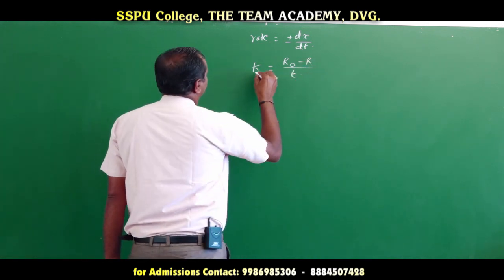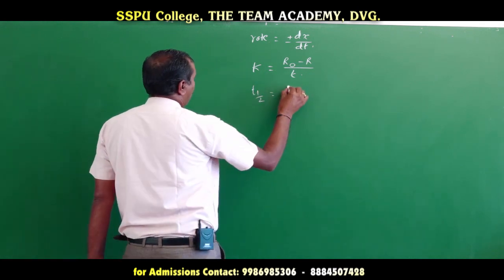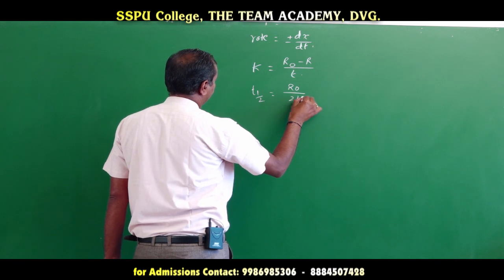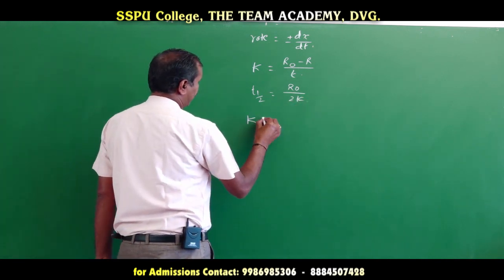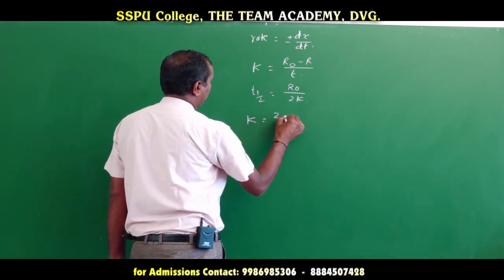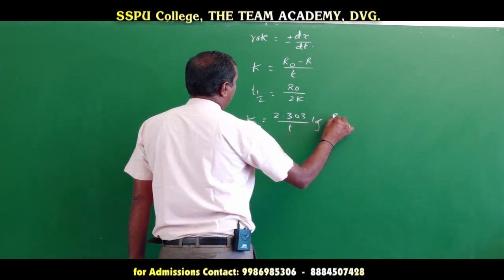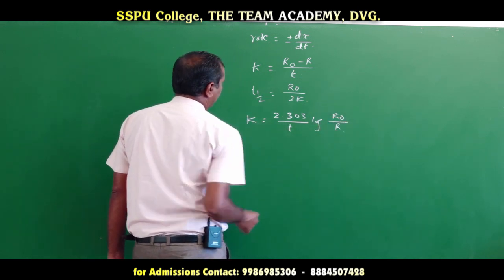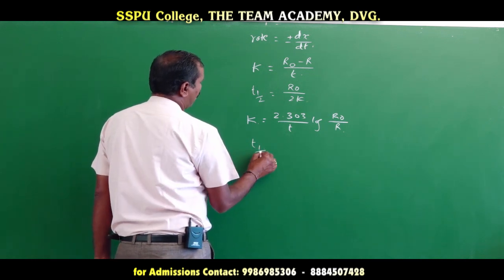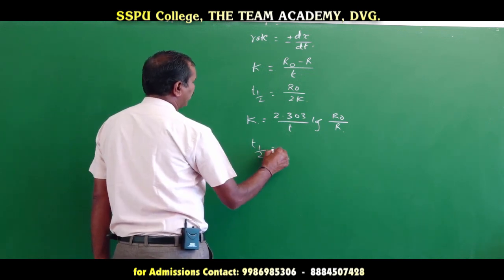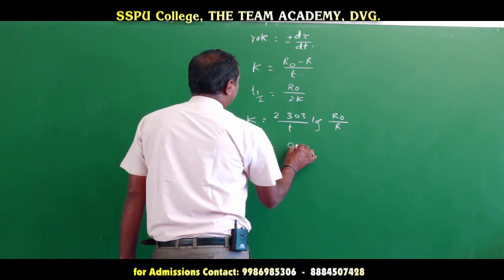Then the half-life period for a zero order reaction is equal to r naught by 2k. Then the rate constant of a first order reaction is calculated by 2.303 by t log of r naught by r. So T half of a first order reaction is calculated using the equation T half equals 0.693 by k.